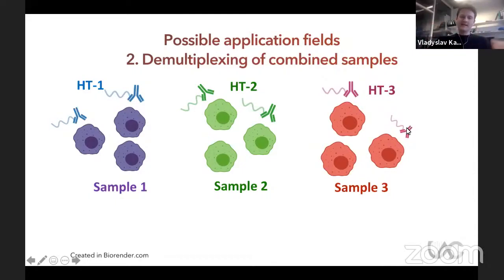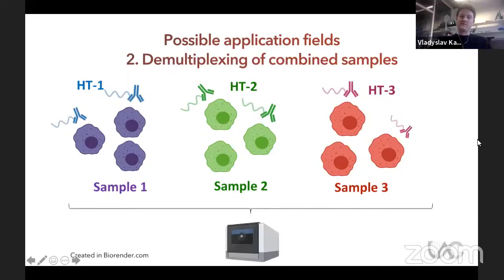In the next step, you can pool all your 3 samples as if it were only 1 sample and then load it onto the chip. So that means instead of 3 different experiments, you are doing 1 with the combined 3 samples that were labeled with these antibodies. In the subsequent bioinformatics analysis, you can demultiplex your sample cells according to the sample and according to the expression of this antibody. This is possible. That works really very fine.